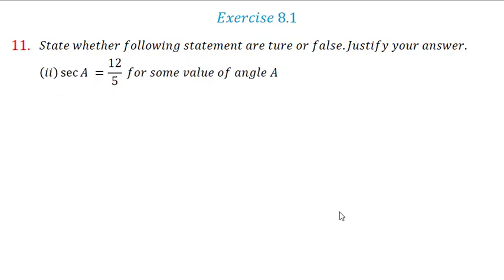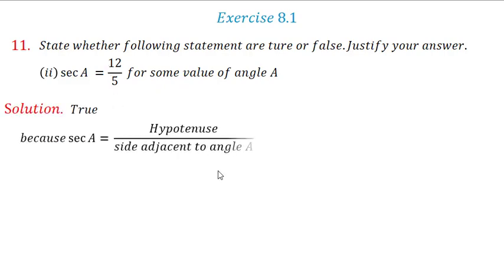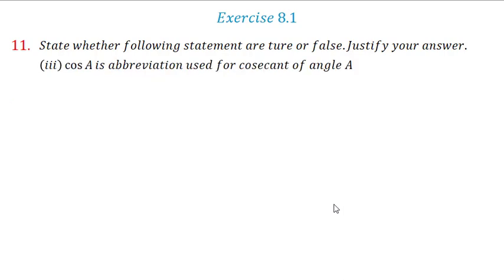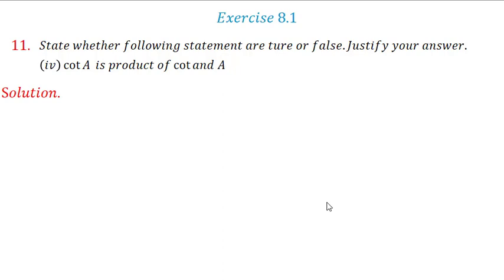Now the second question: sec A is 12 upon 5 for some value of angle A. Now sec A is hypotenuse upon adjacent. As the hypotenuse is always the bigger side, 12 upon 5 is possible for sec A. So I will say that this statement is true. Now the next question is: cos A is an abbreviation used for cosecant of angle A. So this is again false, because cos A is the abbreviation used for cosine, not cosecant, right? Cot A is a product of cot and A. Again this is a false statement.